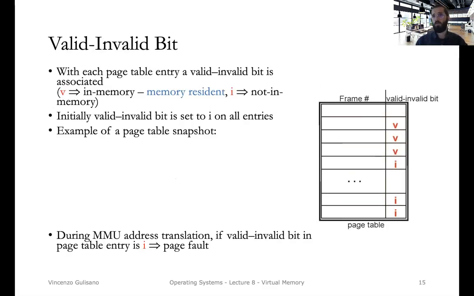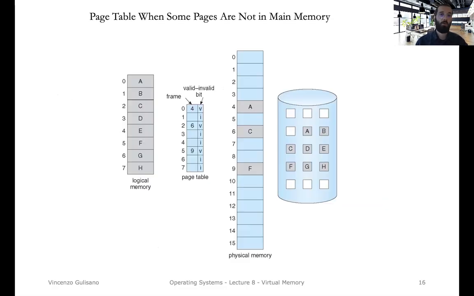So the first thing we need is to know: is the page that I want to access in memory or not? To do this, we enrich the table, putting a bit in each entry, which is the valid-invalid bit. If it's valid, it means the page is in the frame. If it's invalid, it means the page is not loaded yet. So first I need to load the page, and in this case it is the operating system that does it, and then you can access the page. This valid-invalid bit is used by the memory management unit when it does the translation, to check if the page is in memory or not.